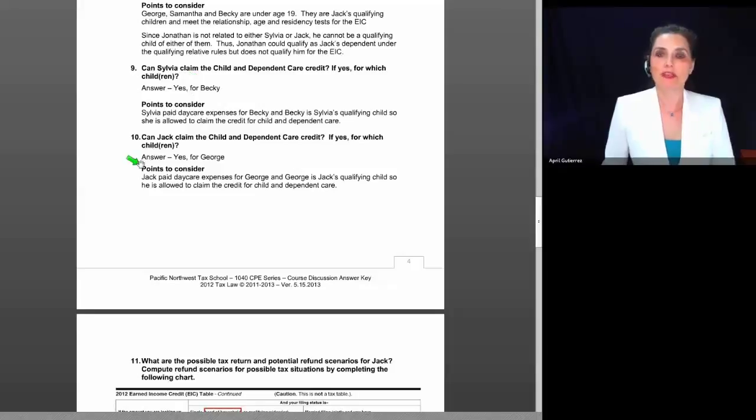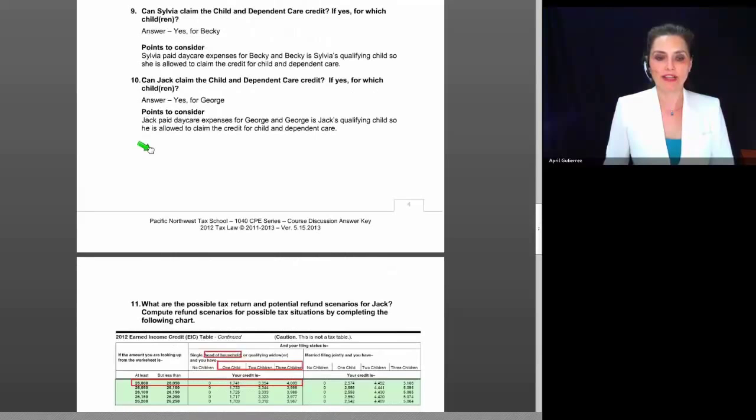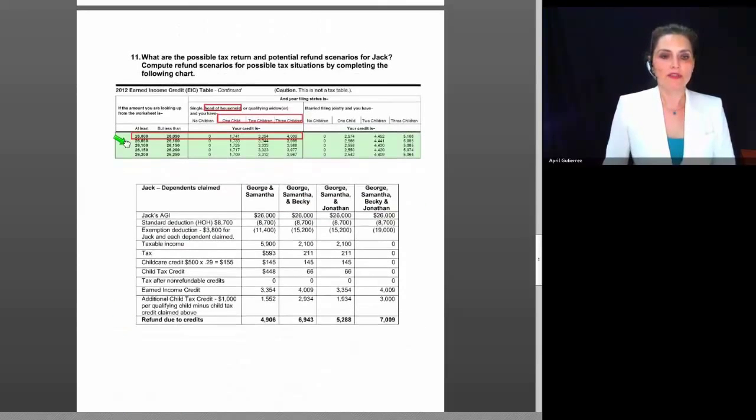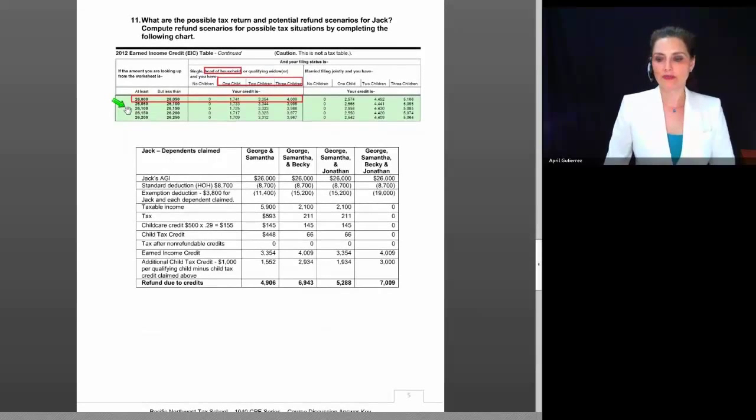Jack paid expenses, but only for George. And in order to claim the expenses for George, he would have to claim George's dependency. But George isn't even up in the air. Becky is up in the air. She could move from Sylvia to Jack, but George could not move from Jack to Becky because George is not related to Becky.